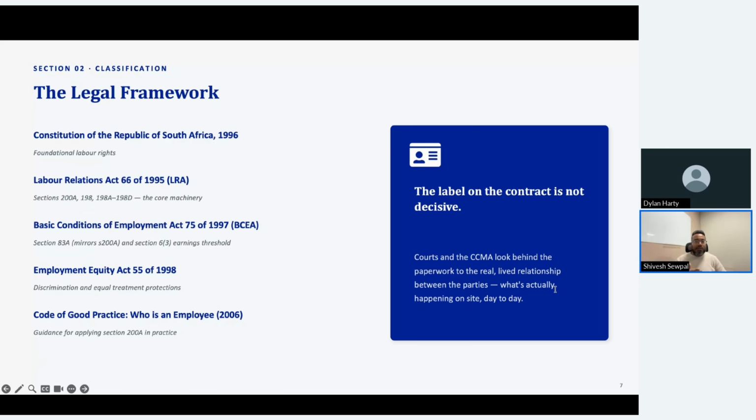The main legal sources that guide this analysis include the Constitution, the Labor Relations Act, the Basic Conditions of Employment Act, the Employment Equity Act, and importantly, the Code of Good Practice.